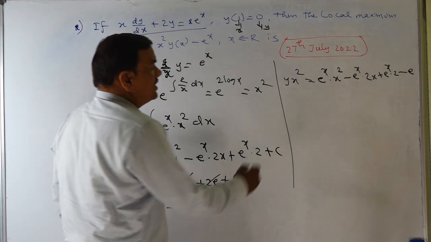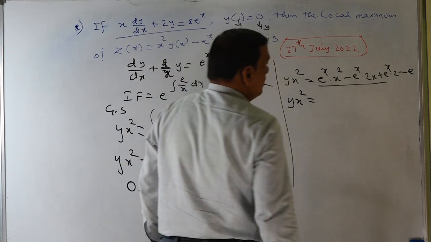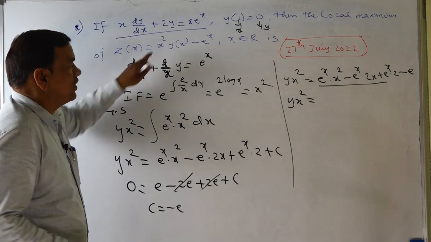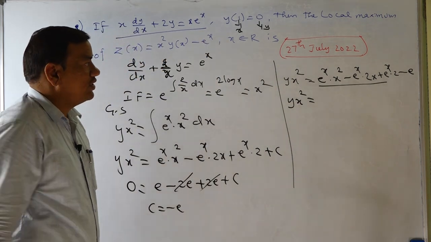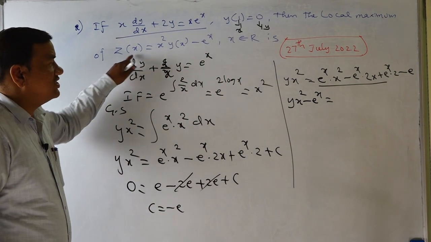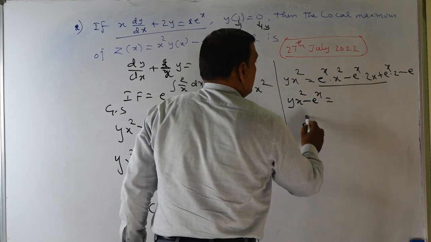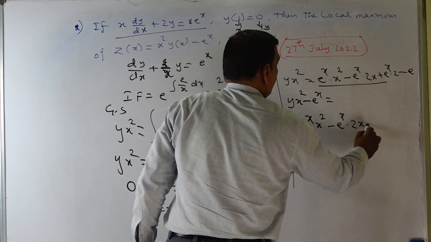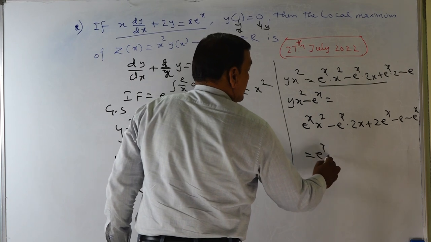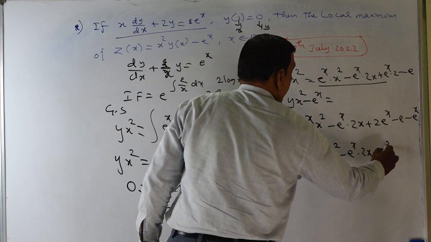Okay, now if you observe here, y into x square is equal to... and one more thing, it is given x square into y, e power x square minus e power x. So, here subtract e power x on both sides. If you subtract e power x on both sides, you will get the function z of x. So, x square into y minus e power x. So, this becomes e power x into x square minus e power x into 2x, plus 2 e power x minus e power x, 1 e power x, minus c.